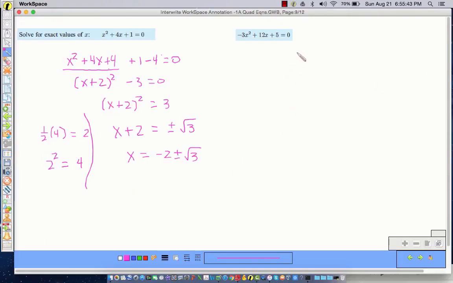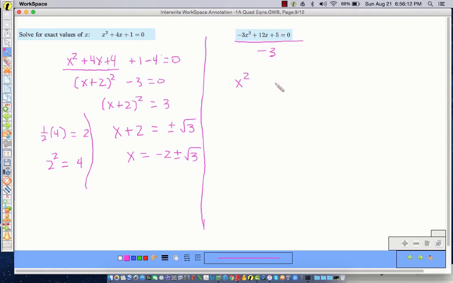Let's see. We can do the same thing here. It's a little bit more tricky with a coefficient of your squared term other than 1. So what I'm going to do is make it 1. And how do I make it 1? Well, I can multiply through everything by -1/3 or divide everything by -3. I think that's easier to show.